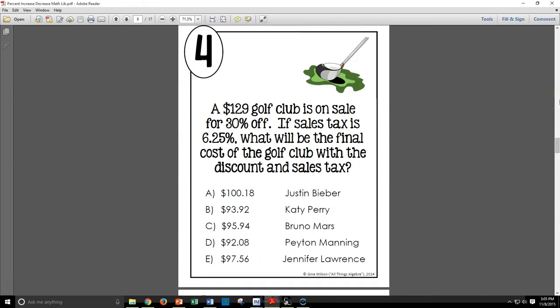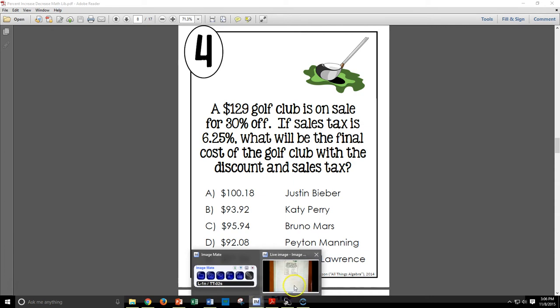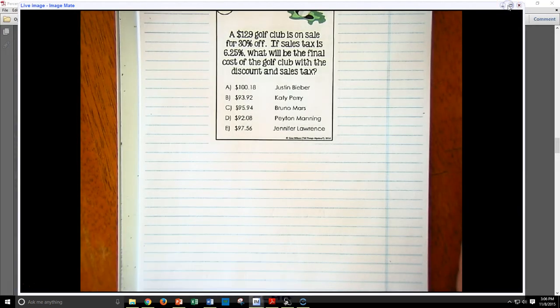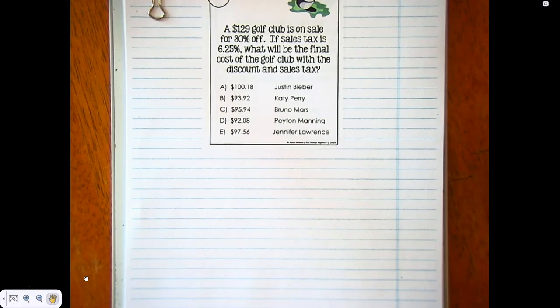Example 4 says, a $129 golf club is on sale for 30% off. If sales tax is 6.25%, what will be the final cost of the golf club with the discount and sales tax? So what we have now are 2 separate things happening at the same time. And this is more like real life, because a lot of times you'll see sales, but we always have tax to pay.